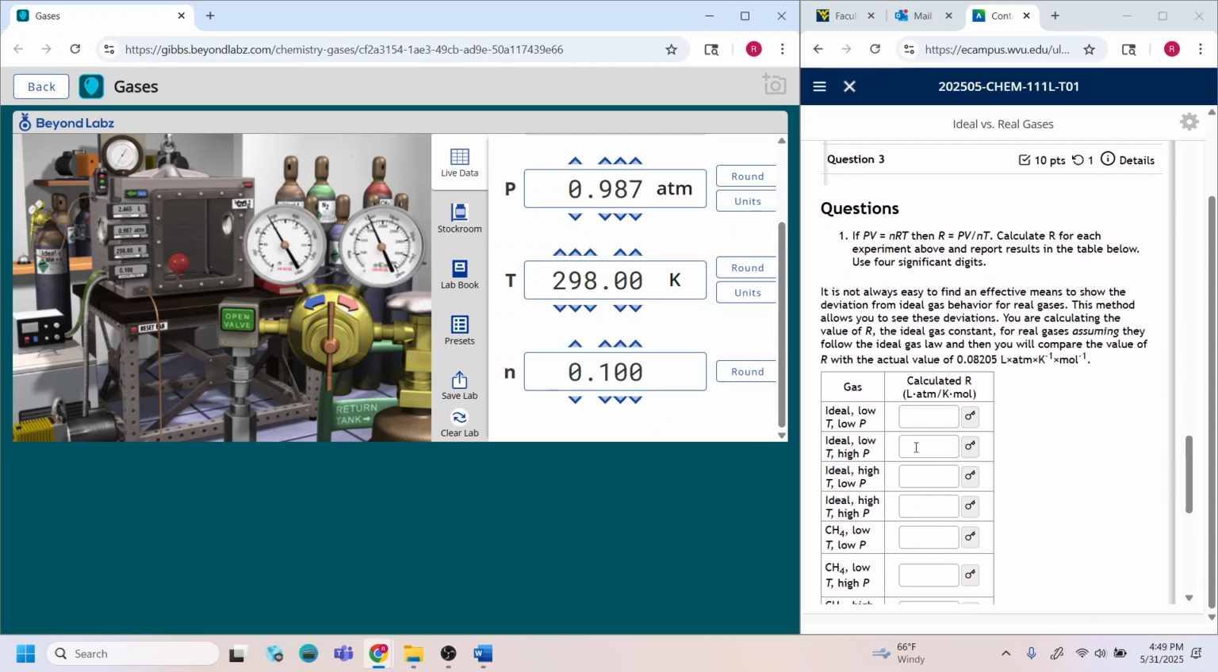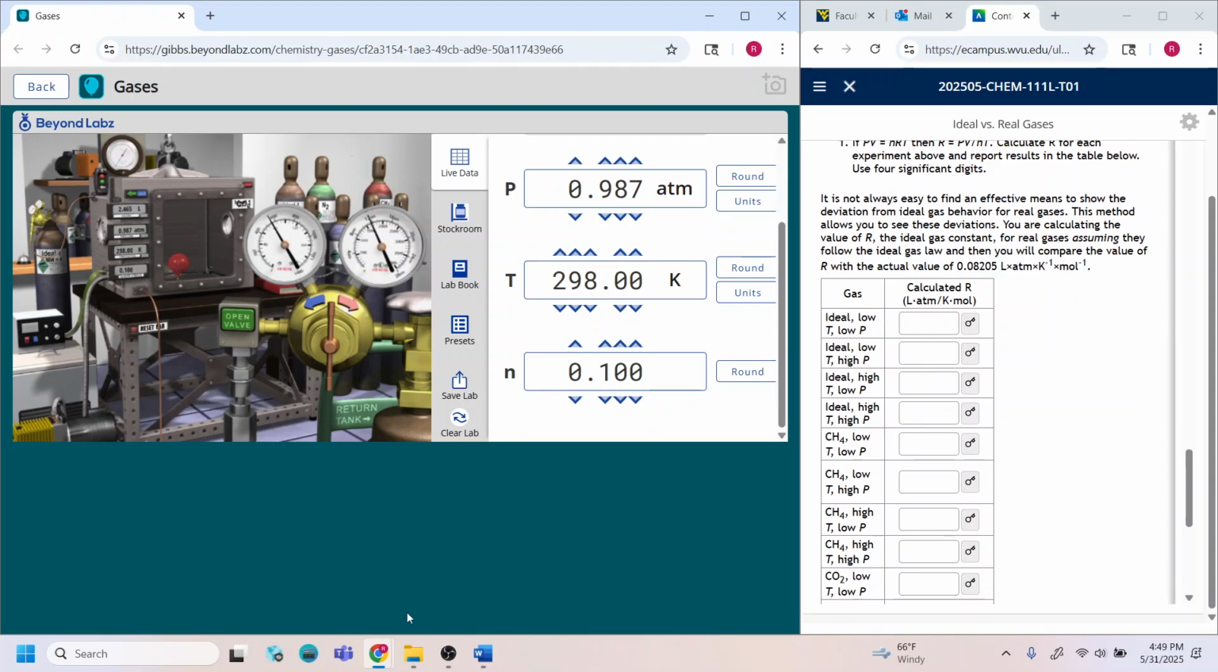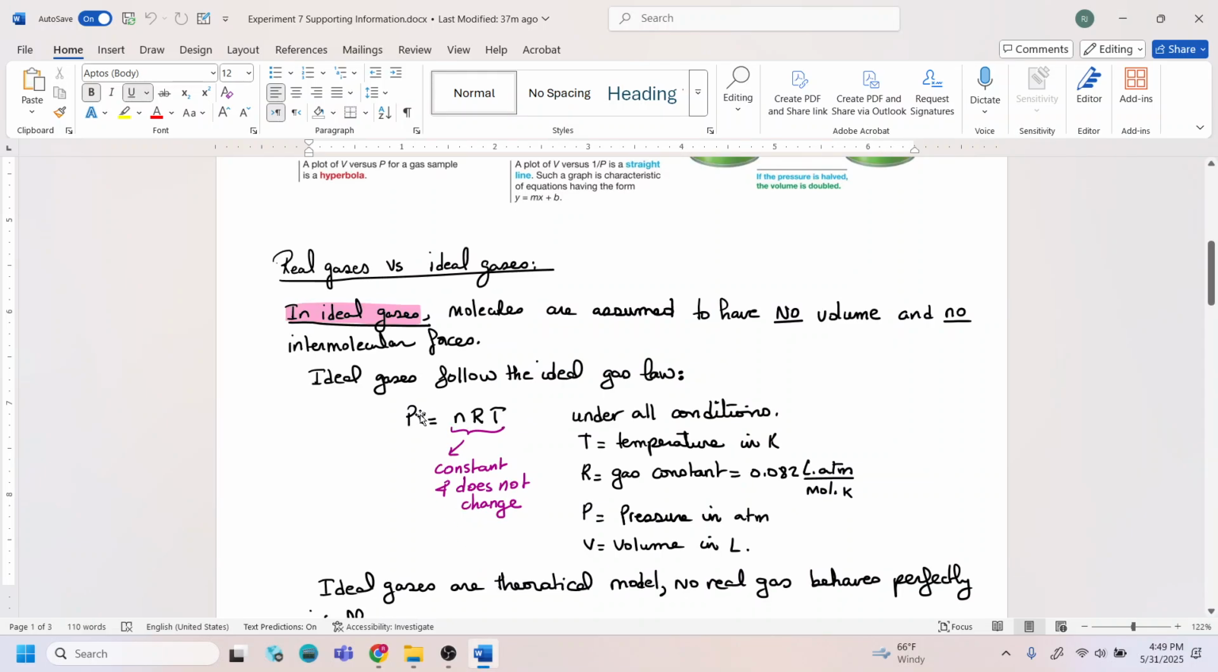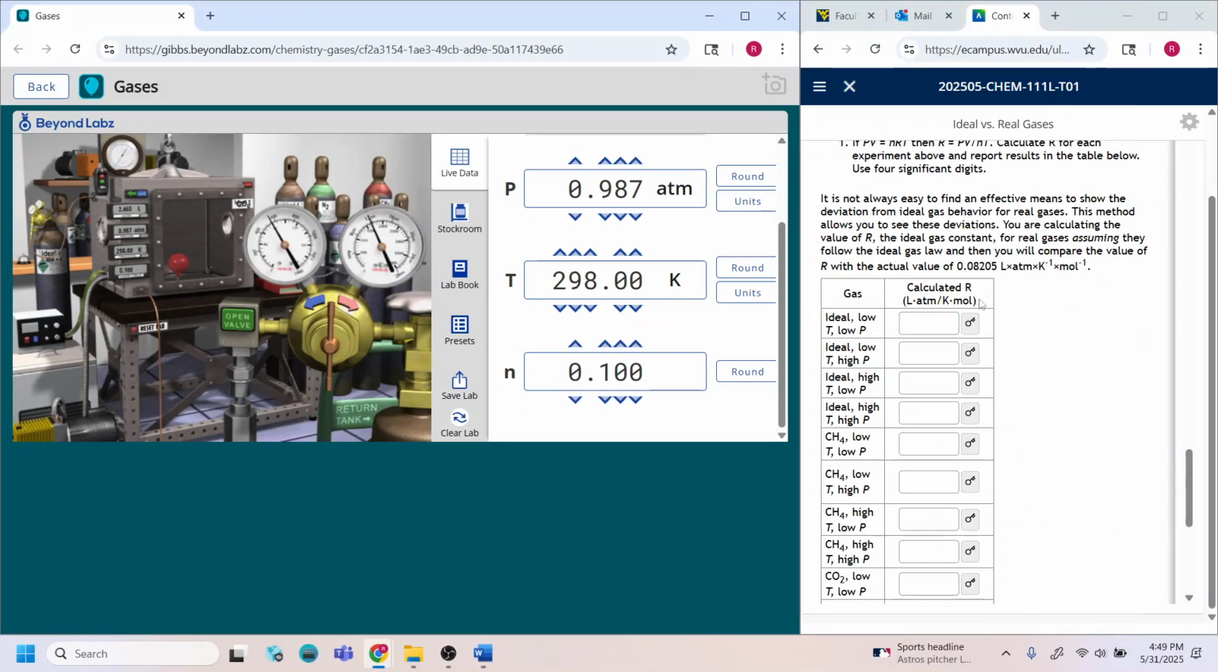After you do this, you are going to use the formula PV is equal to nRT. You have all of those. So you can calculate R in there by plugging in all the numbers. You can calculate the gas constant for every single one of these cases.